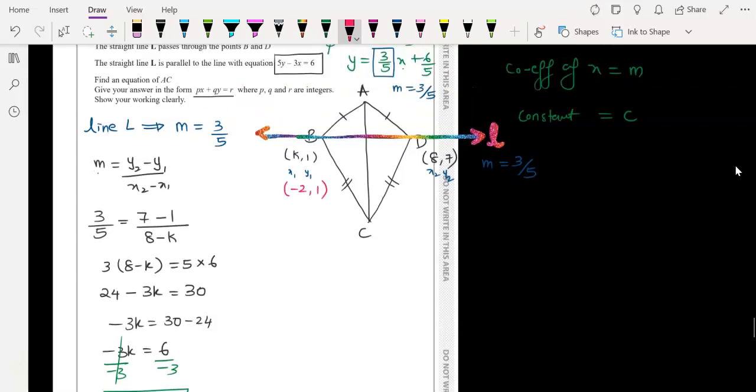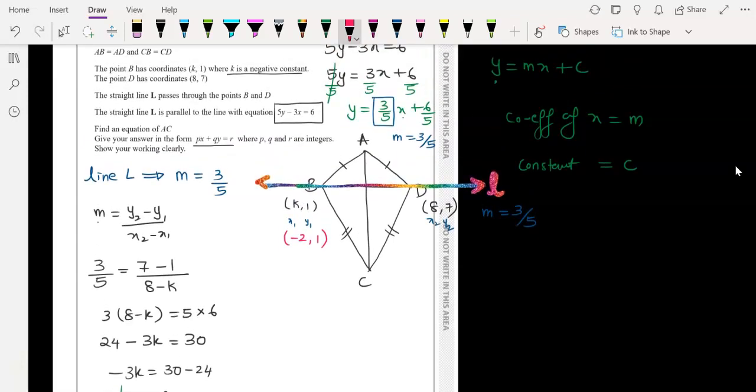But the question is to work out the equation of line AC. Now, line AC, which is the longer diagonal of the kite, is the perpendicular bisector of the smaller diagonal. So, since it is perpendicular, we can find the slope of line AC. Its slope will be the opposite reciprocal of the slope of line L. Now line L slope is 3 by 5. So the opposite reciprocal will be opposite in sign. This one is positive, so AC slope will be negative. 3 over 5, when you flip it, we get 5 by 3.